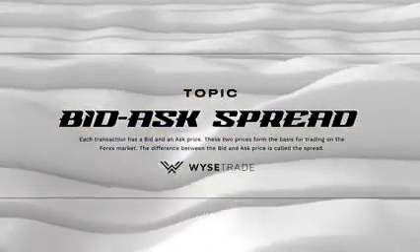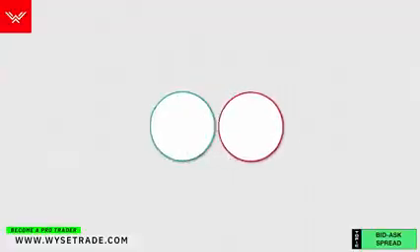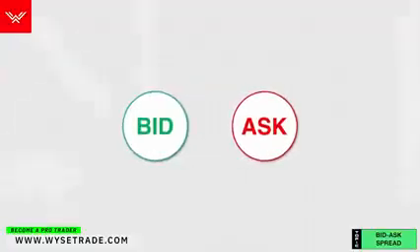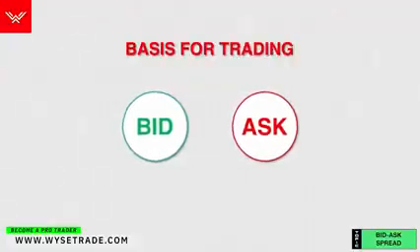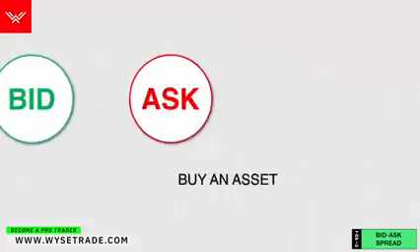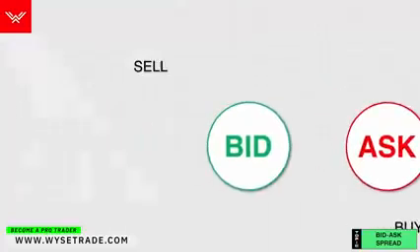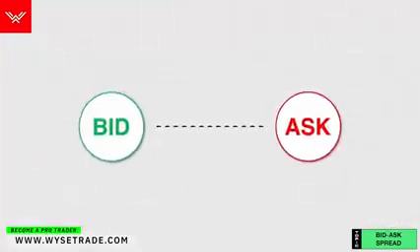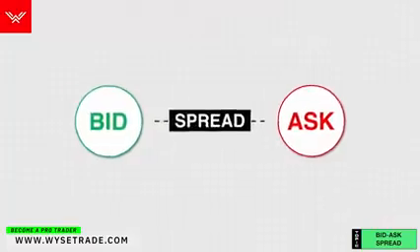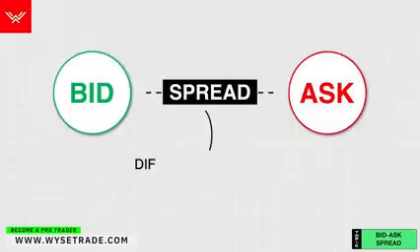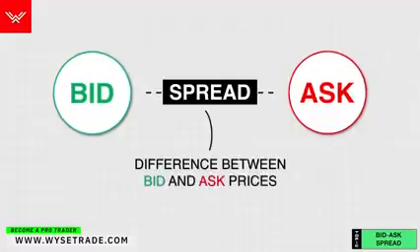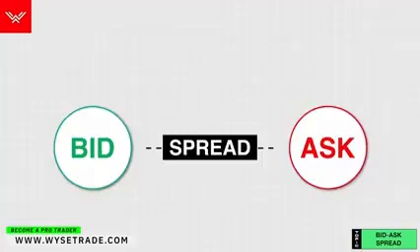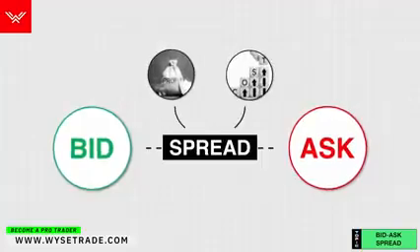Bid, ask, and spread. Each transaction has a bid and an ask price. These two prices form the basis for trading on the Forex market. When you're looking to buy an asset on the Forex market, you will pay the ask price for the base currency. When you're looking to sell an asset, you will sell at the bid price. The difference between the bid and ask price is called the spread. In essence, the bid-ask spread is the difference between the price a dealer will buy a currency and what they will sell it for. The spread covers the dealer's profit and the cost of the transaction. It is essentially the cost you pay to enter the market.